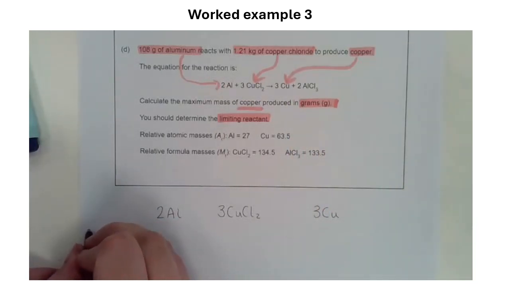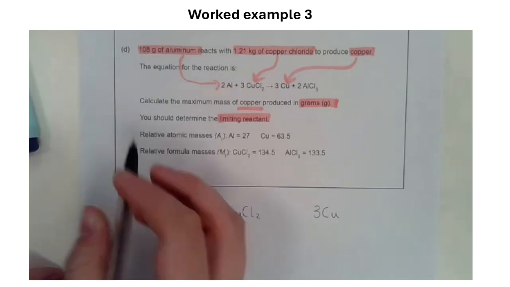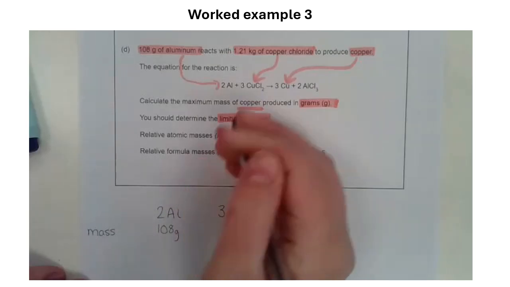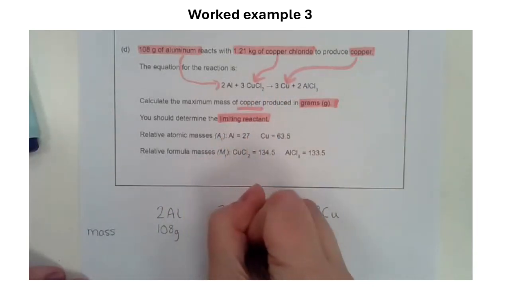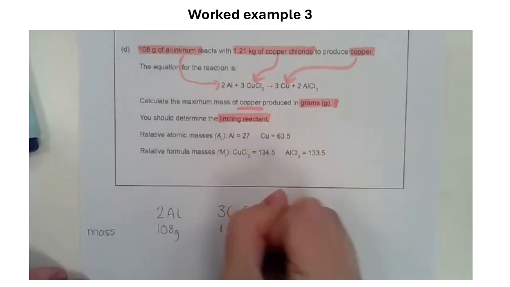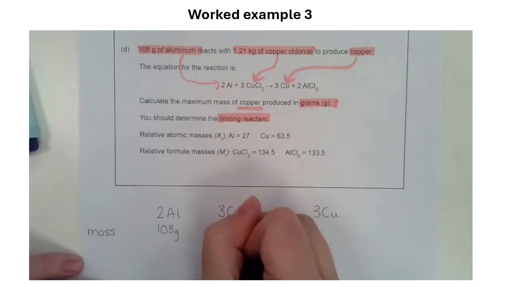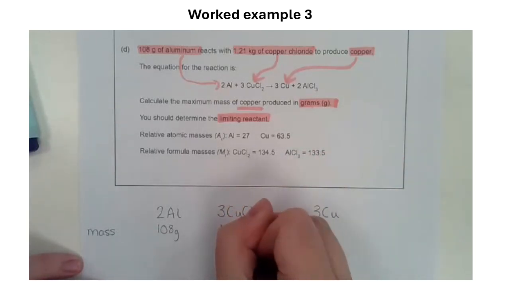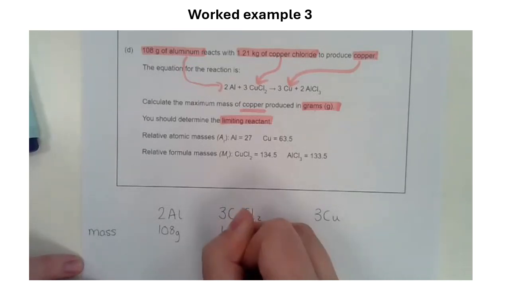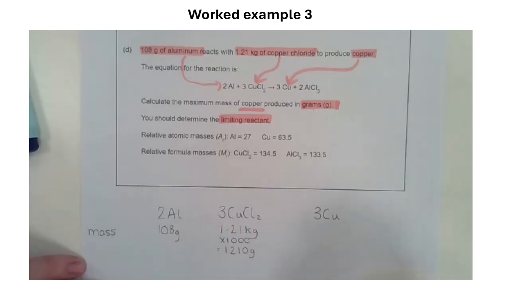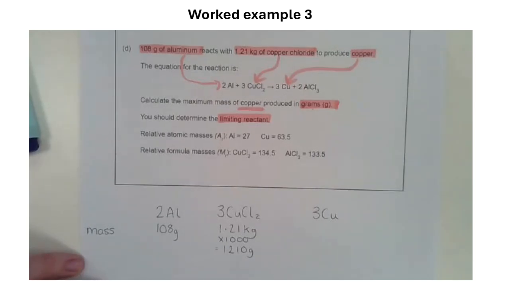I am then going to get my mass. The mass of aluminium is 108 grams, and the mass of copper chloride is 1.21 kilograms. But my final answer needs to be in grams, so I need to convert here, and I do that by multiplying by 1,000 to give me 1,210 grams of copper chloride.